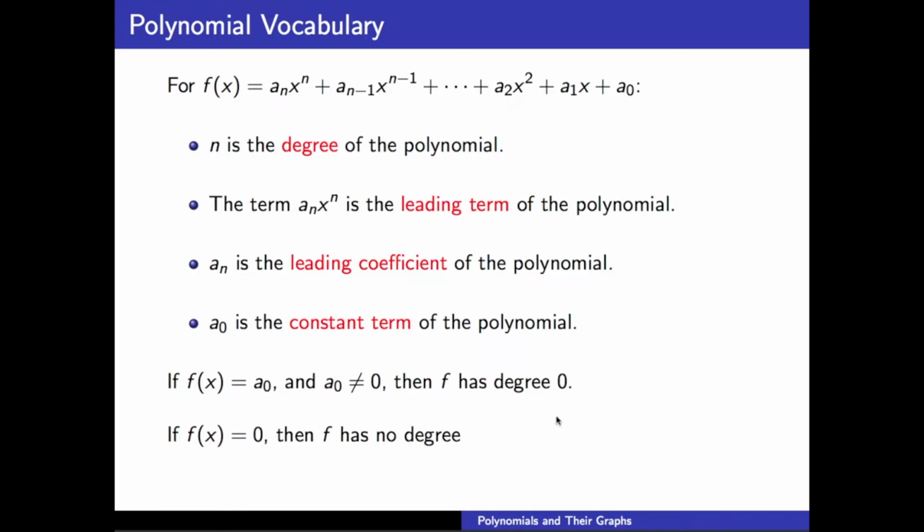So we saw in the last video that we could write f of x equals 0 as 0x to the n plus 0x to the n minus 1, and so on. So there's really no set number that we would raise our variable to as far as the power is concerned. So it has no degree if it's just f of x equals 0.